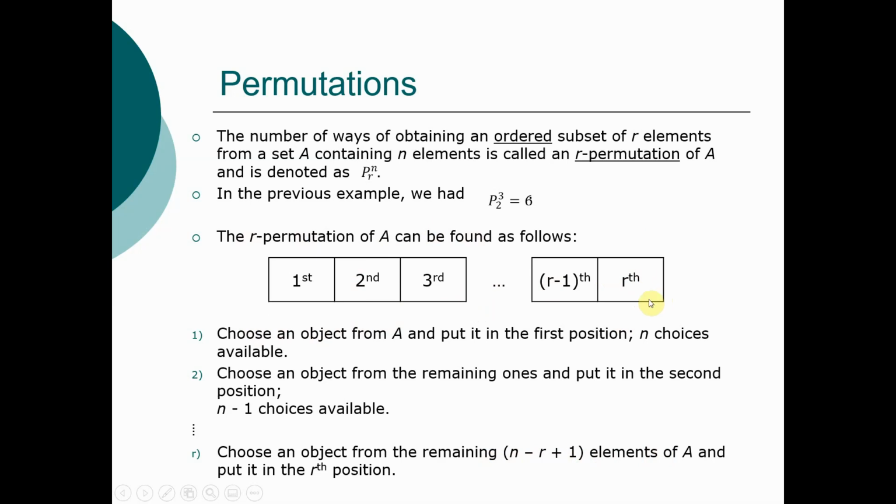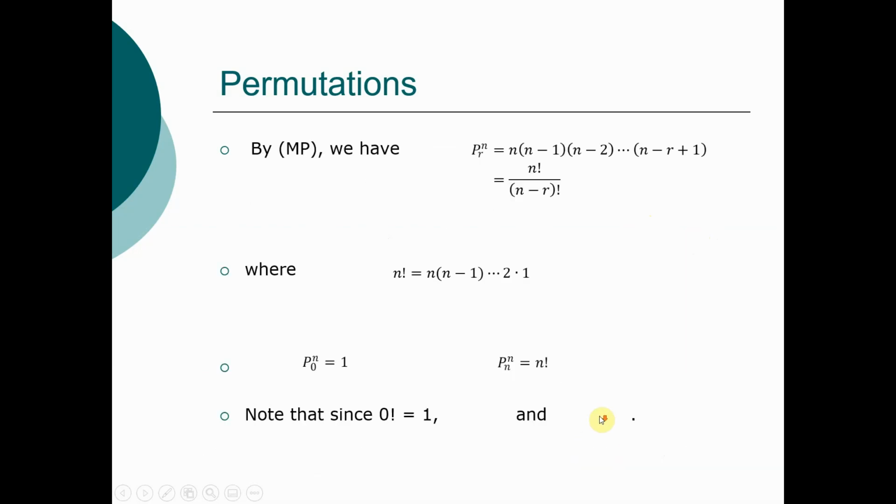Because we basically used r minus 1 objects and they're placed here. So for this one, we would have n minus r plus 1. Okay, so if we multiply all of these together, we can calculate this, again based on the multiplication principle. And the short format of that would be n factorial divided by n minus r factorial.